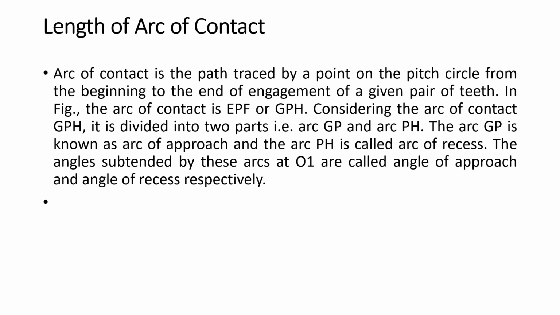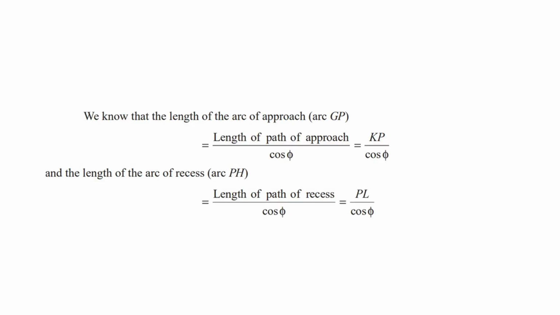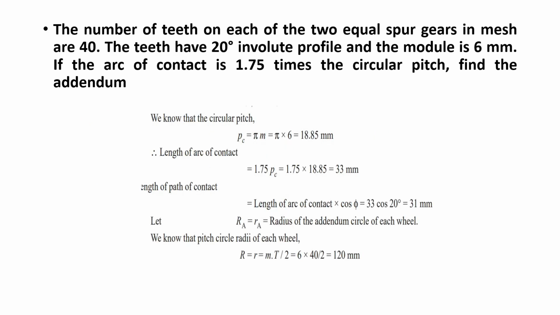Next we'll see the length of arc of contact. Arc of contact means the path traced by a point on the pitch circle from the beginning to the end of engagement. Length of arc of contact equals length of path of contact divided by cos phi. I have also given you a diagram and an example so that we can understand it.